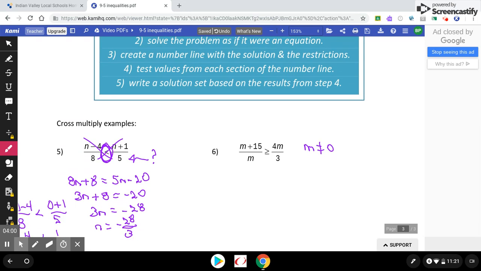Step 2, solve the problem as if it were an equation. So I'm going to cross multiply. Cross multiply one way, I get 4m squared. Quadratic equation. Let's see if you guys remember what to do with those. Cross multiply the other way.